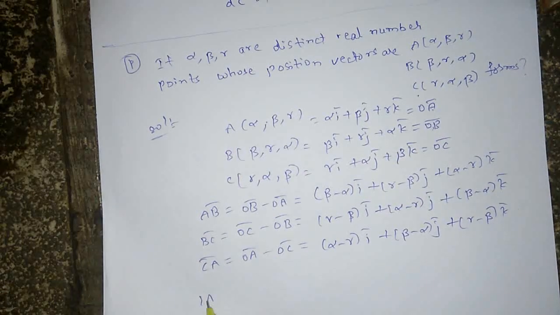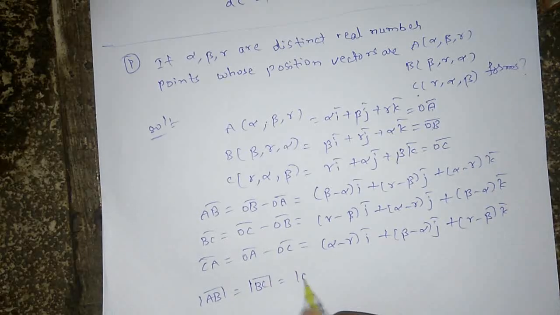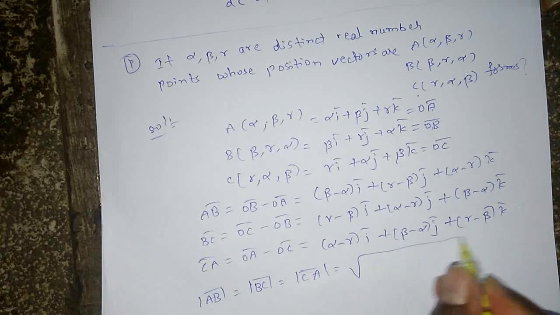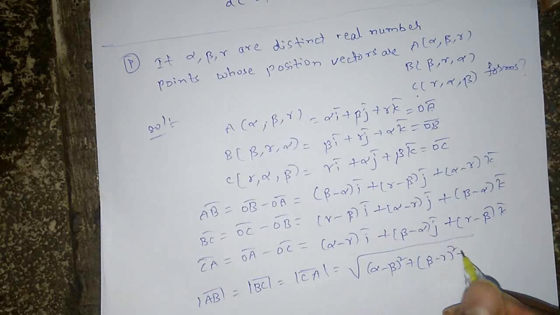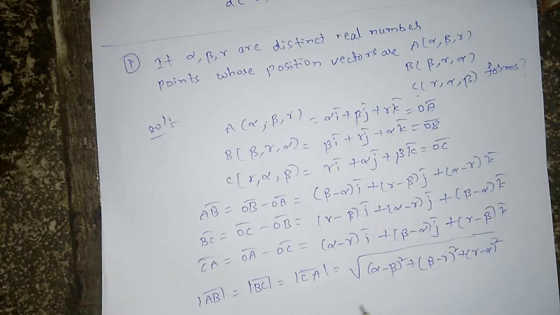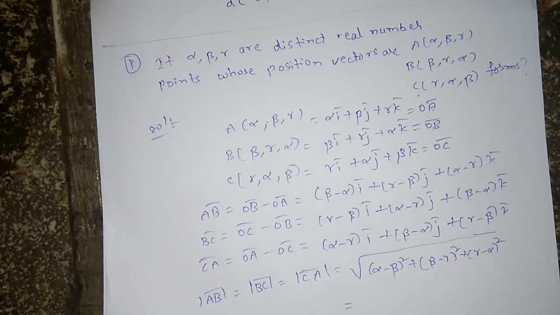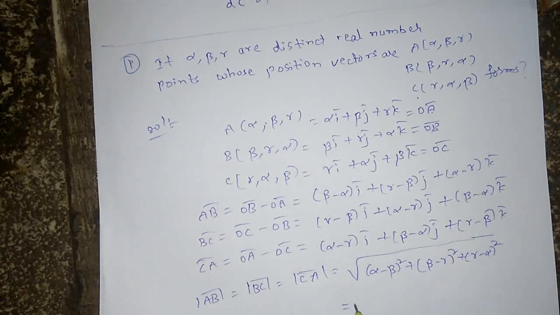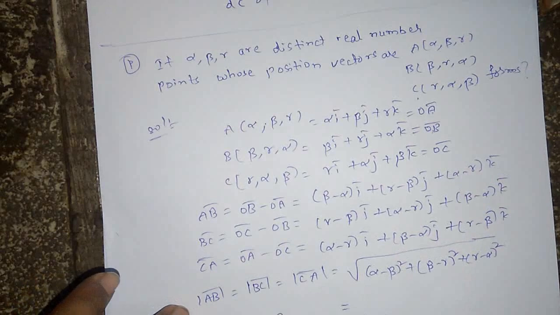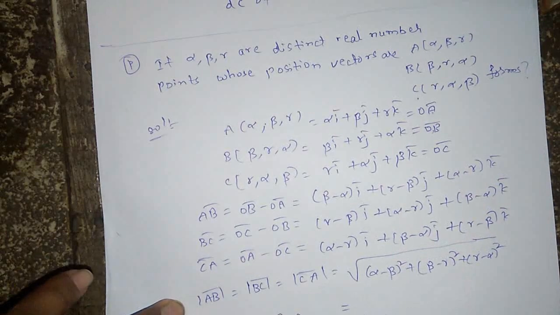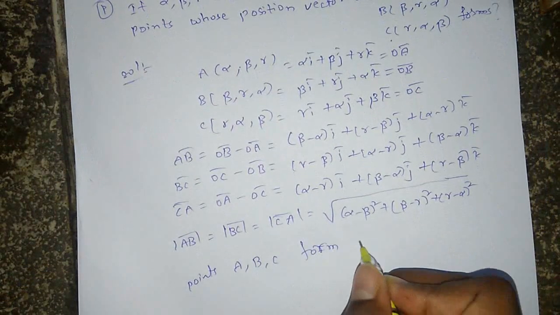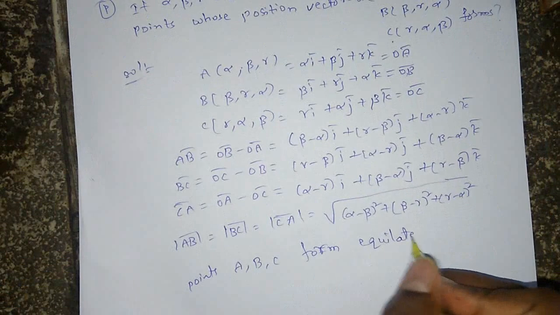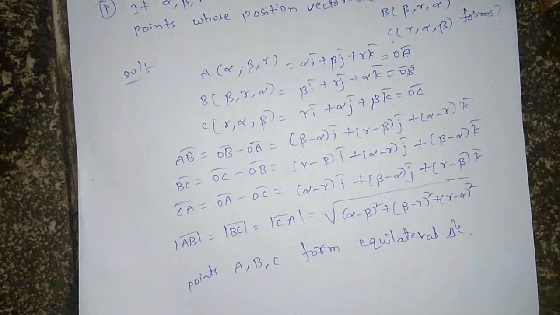So if you observe this, magnitude of AB bar, magnitude of BC bar, magnitude of CA bar, all three are the same, which is equal to root of alpha minus beta whole square plus beta minus gamma whole square plus gamma minus alpha whole square. So magnitudes are equal, which means points A, B, C form an equilateral triangle.